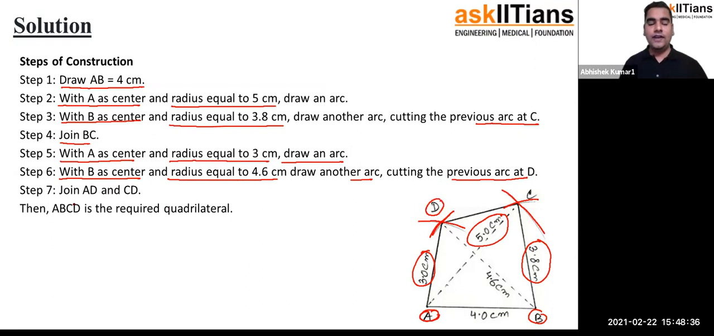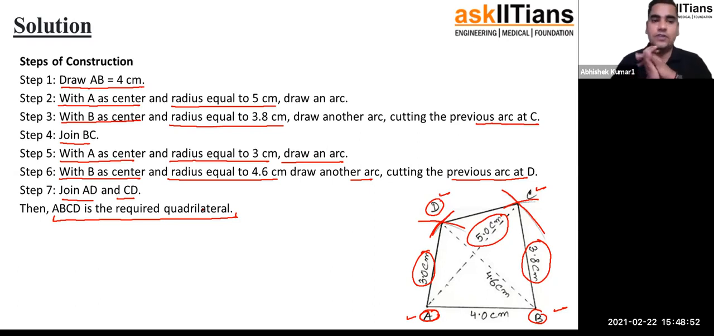After that, all you have to do is join AD and CD. If you join AD and CD, you will automatically get your required quadrilateral. That's what you were supposed to do in this problem. Okay? It's just a matter of practice. If you practice a good number of questions based on each of the cases, I'm 100% sure you will easily get command over this particular topic. You will not face any issue at all.